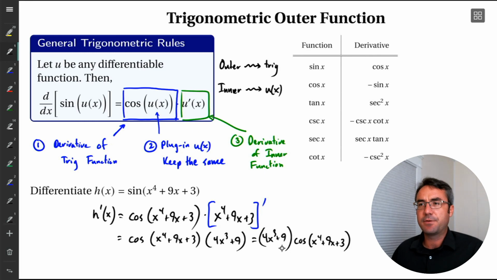So there we go. We have our derivative. So again, this is a composite function, and we differentiate the outer function first. So the derivative of sine is cosine. We keep the inner function part the same, and then we multiply by the derivative of the inner function.